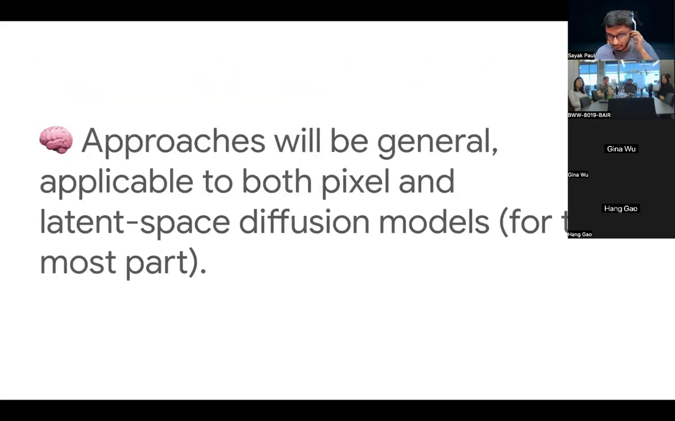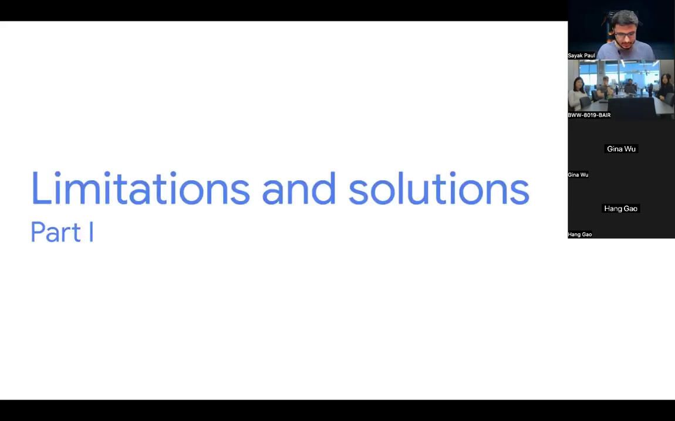So for the next couple of slides, I'll present a couple of approaches, which I believe will be general, because we have got many classes of diffusion models, broadly pixel space and latent space. But the approaches I'm going to discuss today will be fairly generic, and they will be applicable to both pixel space and latent space diffusion models for the most part, unless explicitly specified. So yeah. And this is roughly going to be the theme and the structure of this talk.